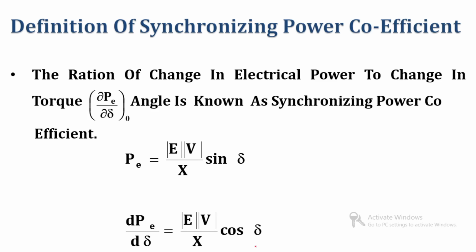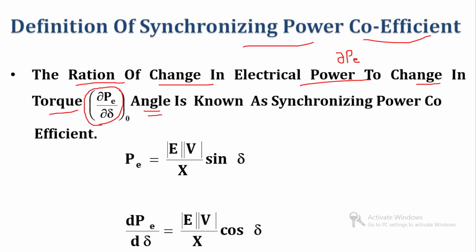So let's define the synchronizing power coefficient. It is the ratio of change in electrical power, del PE, to the change in torque angle. That means the ratio of change in electrical power to the change in load angle or torque angle delta, del PE by del delta, is known as the synchronizing power coefficient.